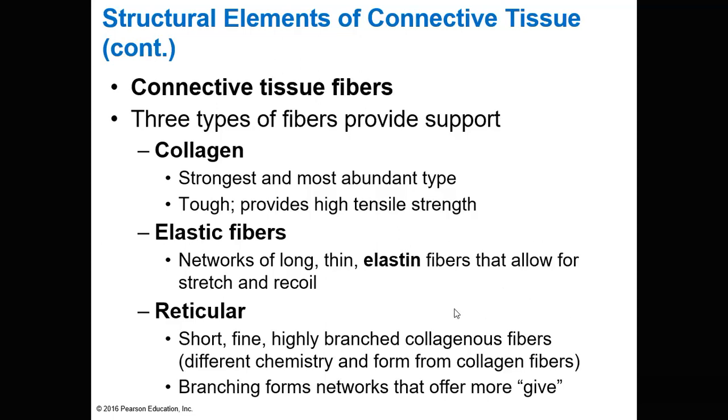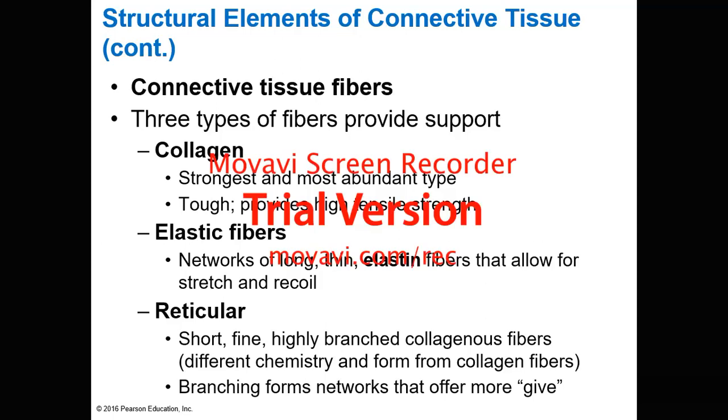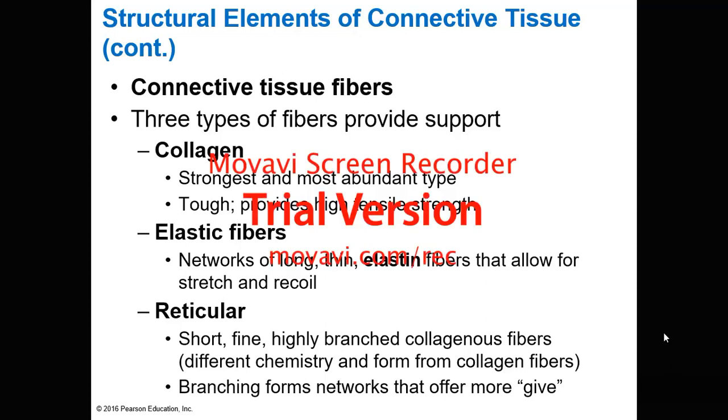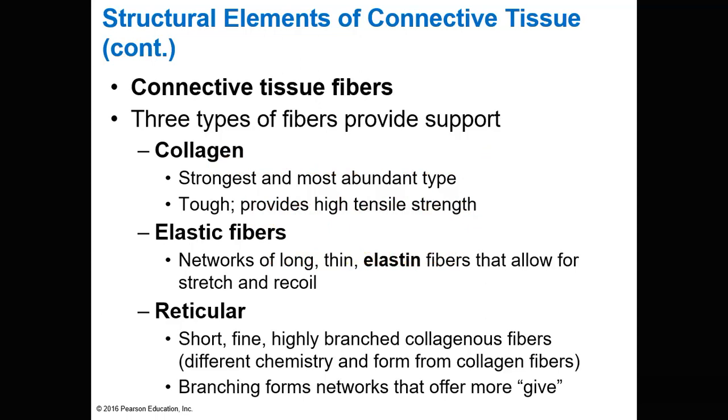All right, and then reticular fibers, which are short, fine, highly branched collagenous fibers. They have a different chemistry and form from collagen fibers. The branching forms networks that offer more give. And you only find reticular fibers in the connective tissue proper. So remember, the connective tissue proper has all three of the tissue fibers: collagen, elastic fibers, and reticular fibers.